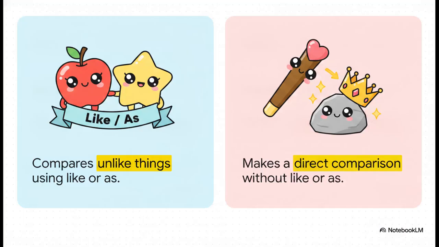Our first two tools are the simile and the metaphor. Now, a simile compares two completely unlike things using the word like or as. The comparison is stated completely openly. A metaphor, on the flip side, also compares two unlike things, but it does so directly, without using like or as. It describes one thing as though it actually were the other thing. What's really fascinating here is that the difference isn't just grammatical. A metaphor asks the reader to accept the comparison as a total fact for the length of the sentence, which usually makes a metaphor feel so much stronger than a simile that's saying the exact same thing.